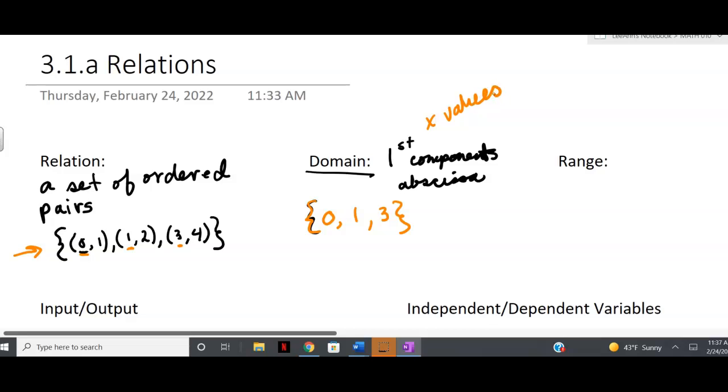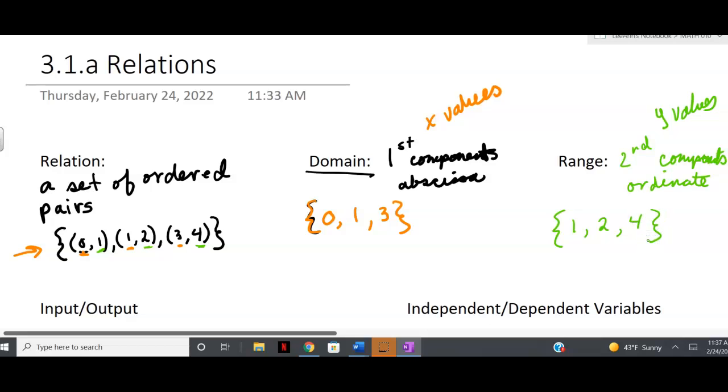Okay, the range, well, those are the second components in the ordered pair, or the Y values. And they're called the ordinate. The second component's called the ordinate, but anyway. So if somebody said, hey, what's the range? You would say 1, 2, and 4. That would be the range for this relation that I gave. 1, 2, 4.